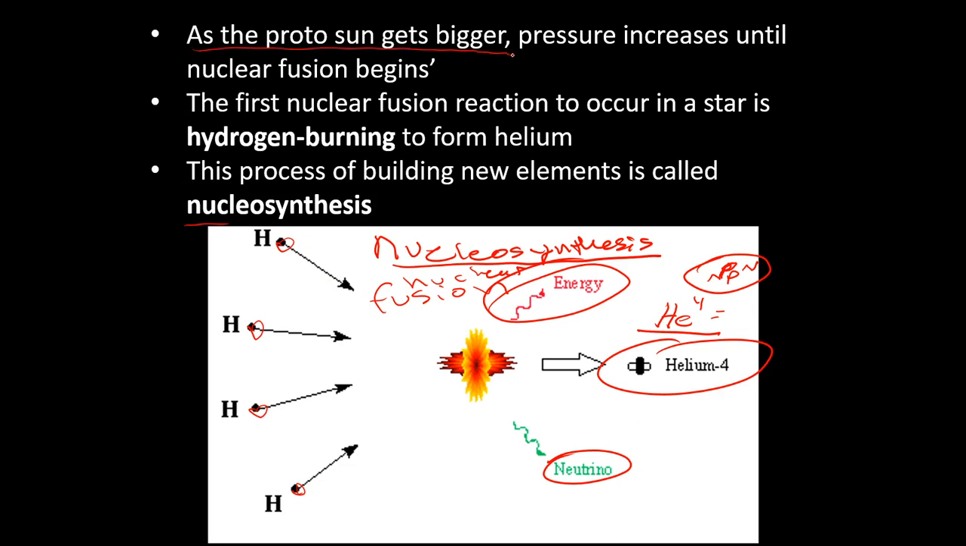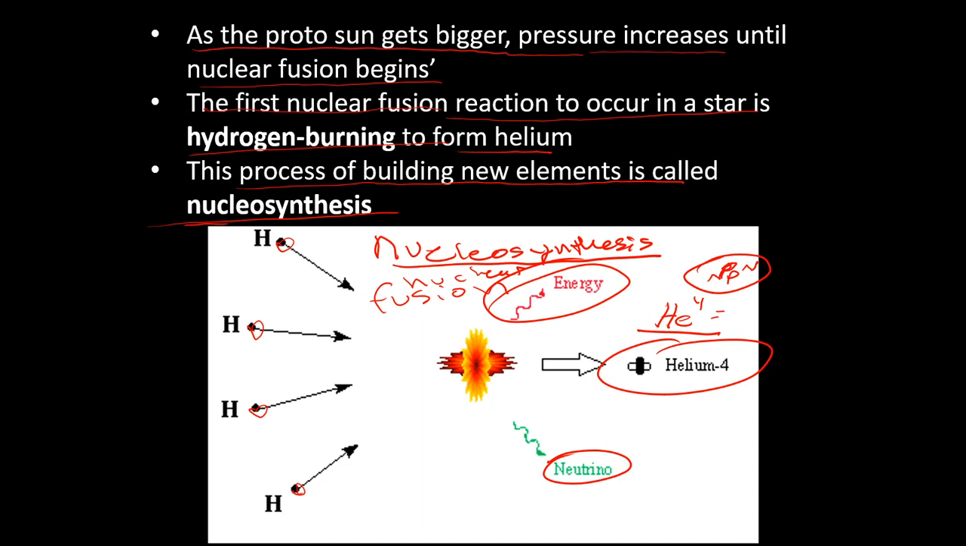That is called hydrogen burning, and another term for it is nucleosynthesis. Okay, so as the protosun gets bigger and bigger, pressure increases until the nuclear fusion begins. Hydrogen atoms, because of the pressure in the center of the protosun, get squeezed together as the object gains mass, until they are squeezed so tightly that they bind to form helium. So the first nuclear fusion reaction to occur in a star is hydrogen burning, which forms helium. That process of building a new element is called nucleosynthesis. So any time that you use nuclear fusion to make a new element out of a different element, that's called nucleosynthesis.